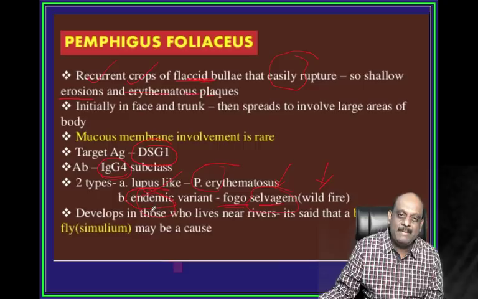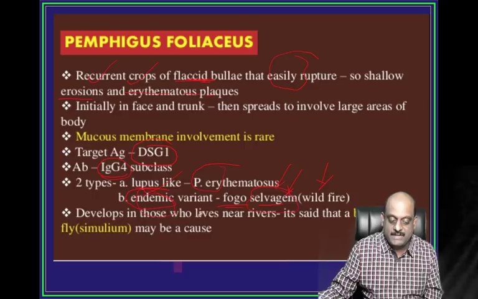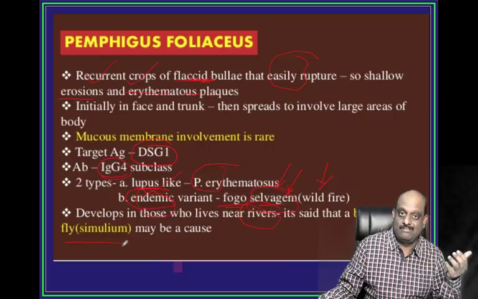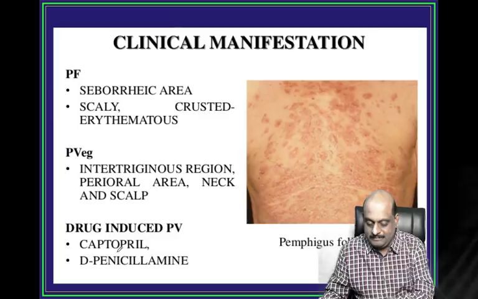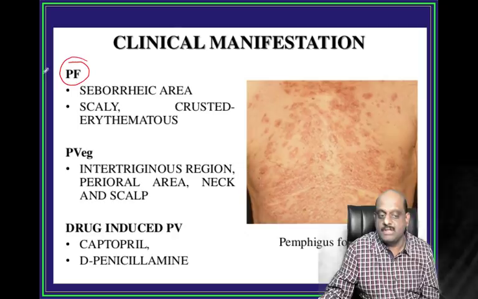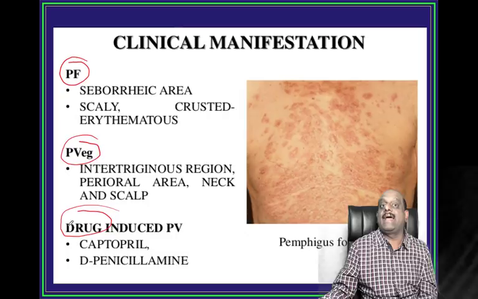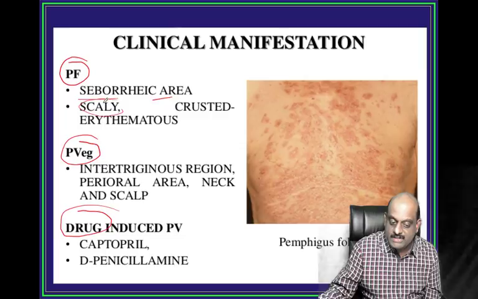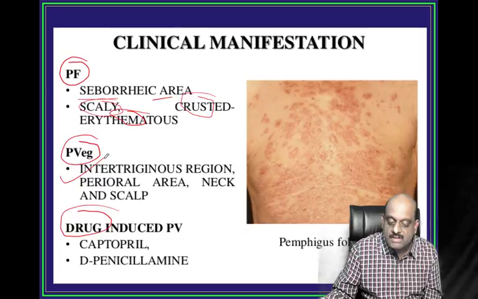Typically, South American names will be like El Salvador, Spanish names. Fogo selvagem. And those who live near the river, it is also thought that it is because of the black fly, Simulium, the same one which is associated with Onchocerca. So, pemphigus foliaceus, pemphigus vegetans, drug-induced pemphigus vulgaris. There are various forms of pemphigus. Pemphigus foliaceus appears in the seborrheic area, presenting with scaly crusted erythematous lesions. Pemphigus vegetans is in the intertriginous areas and periorally.